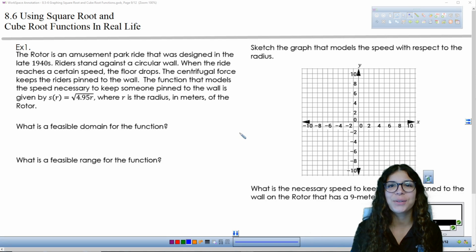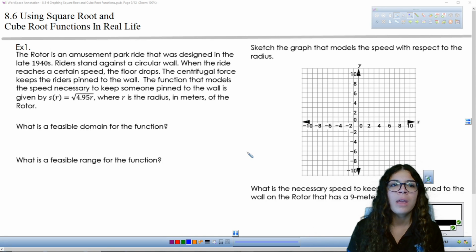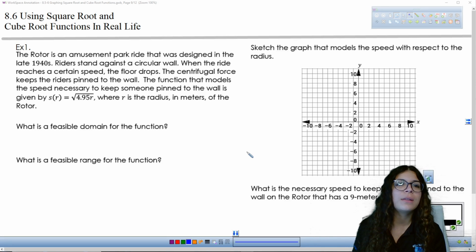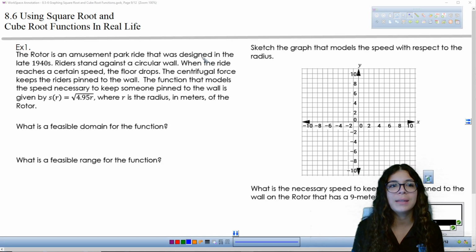All right, hi guys. So today we are going to cover using square root and cube root functions in real life scenarios. So our first example says the rotor is an amusement park ride that was designed in the late 1940s, riders stand against a circular wall.